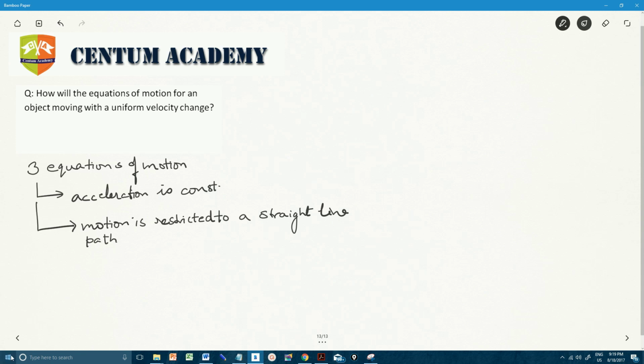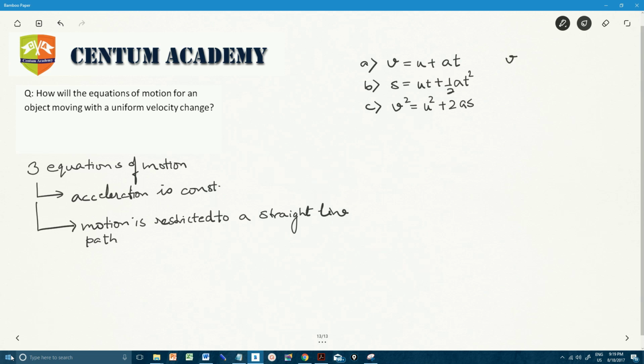And the three equations are, first one, v is equal to u plus at; b, s is equal to ut plus half a t squared; and c, v square is equal to u square plus 2as. Now let's see what are the meanings of these variables.